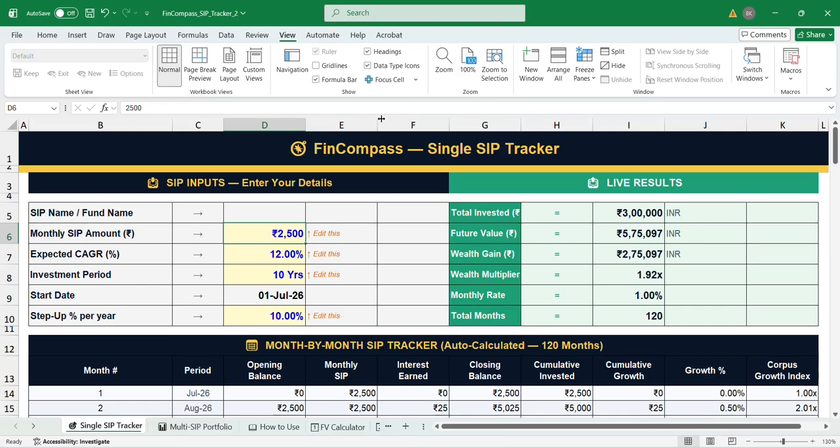As we have seen in the last video, I highlighted a SIP tracker. I have created this SIP tracker for you to play with your investments and try to understand how the calculation happens in the background. This SIP calculator sheet is built upon the formulas which we discussed in the last video.